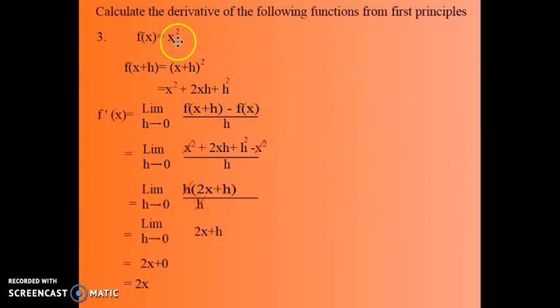The next one is x squared. So f of x plus h will be x plus h squared. So this part needs to be expanded. So this is x plus h multiplied with x plus h. And according to Pascal, I will get an answer of 1 2 1. So x squared plus 2xh plus h squared. This is substituted in the place of f of x plus h.